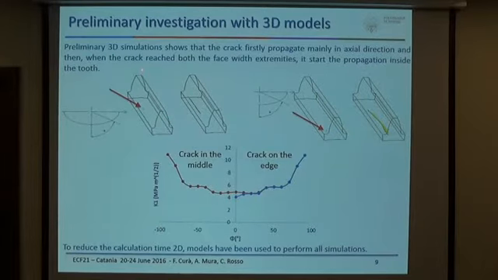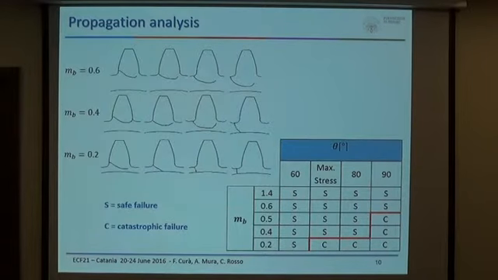Firstly we used the three-dimensional simulation. In this simulation we inserted a crack in the middle of the face width and on one side of the face width. From this simulation we saw that the crack first propagates along the face width direction and then in the tooth or rim direction. This is also justified by the stress intensity factor calculation, which is always higher on the lateral side of the initial crack. So we concluded that the propagation in the face width direction is not so interesting, and we used just two-dimensional models that are less time consuming. The main results are divided in two.